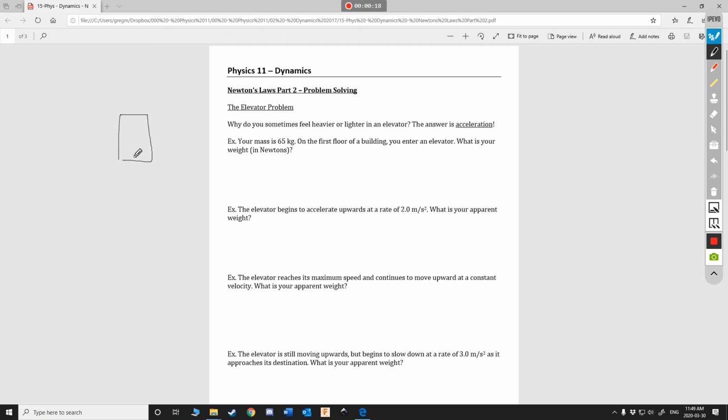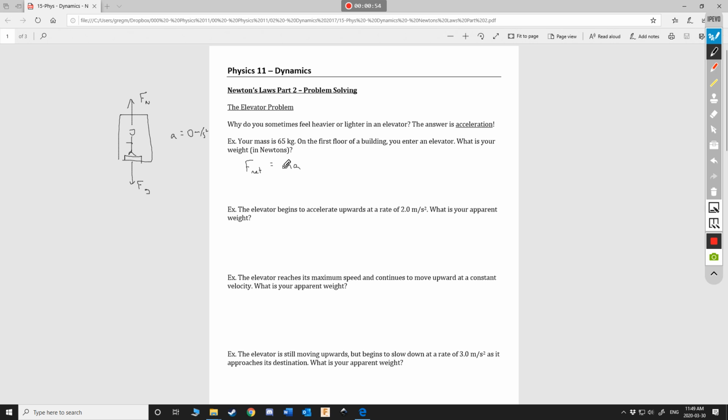We have a person in an elevator standing on a bathroom scale. The first one asks, what is our weight in newtons? The weight we feel is basically just our normal force. If we stand in the elevator, a is equal to 0 meters per second squared. We are not accelerating, so our force of gravity must equal our normal force. When we write out our equation, we say F net is equal to ma.